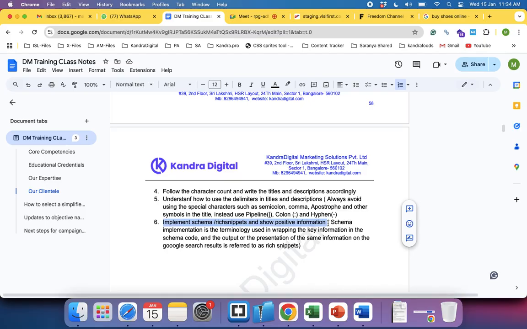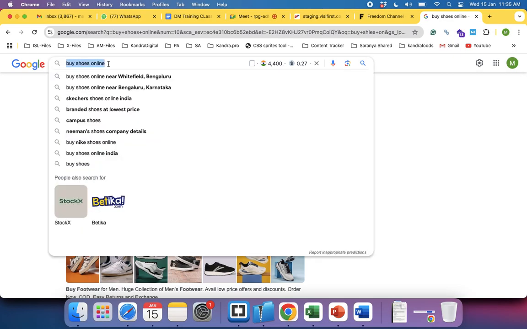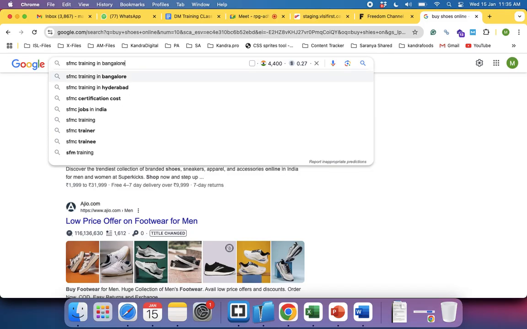Okay. And the last thing is implement schema or rich snippets and show positive information, right? Schema or rich snippets, I'll show it to you. See here, it's showing the star rating, or maybe I'll take a different example as MC training.